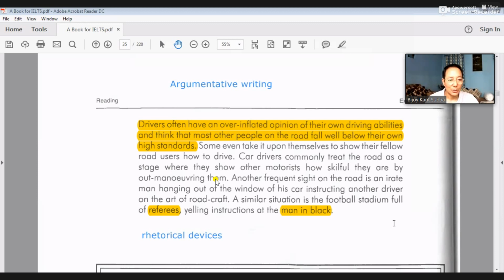All right. So argumentative writing, writers are going to use such devices like rhetorical devices, and can use so many different materials like this.